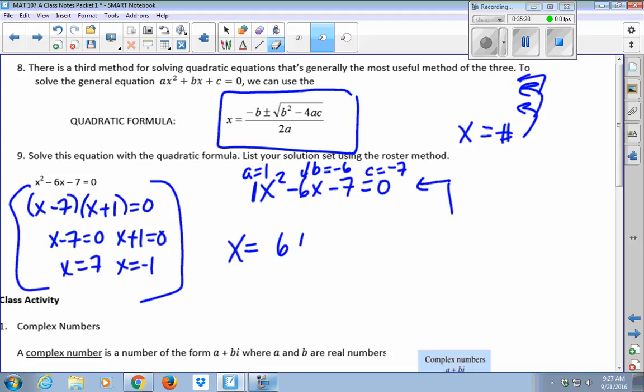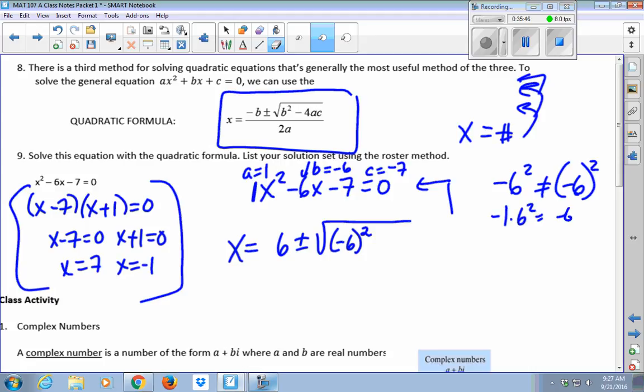So the opposite of b is 6 plus or minus the square root. And if you're going to put b in and it's a negative number, it must be in parentheses. Why? Because this does not equal this. This says -1 times 6 squared, and this says -6 times -6. This is -36, and this is 36. If your base is negative, it must be in parentheses. So whenever b is negative, you have to have parentheses here.